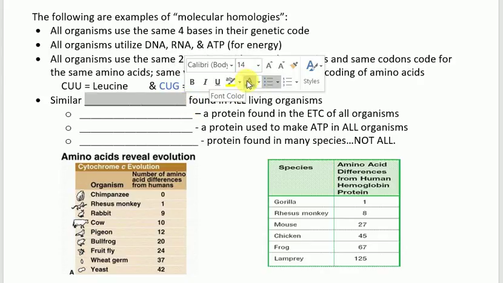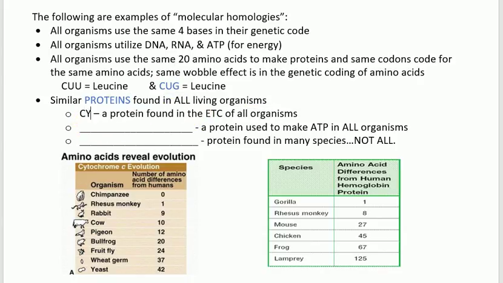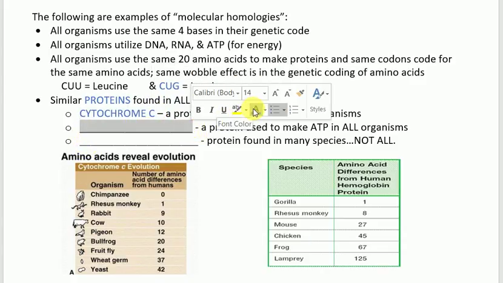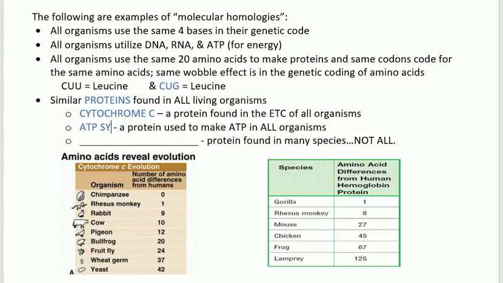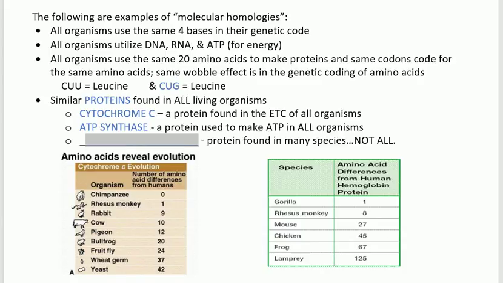We also have similar proteins found in all living organisms. So for instance, cytochrome C. It is found in the electron transport chain of all organisms. We also have ATP synthase, which is used to make ATP in all organisms. And then we also have hemoglobin. And this is a protein that is found in many species, but not all of them.